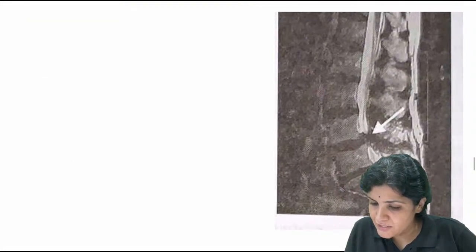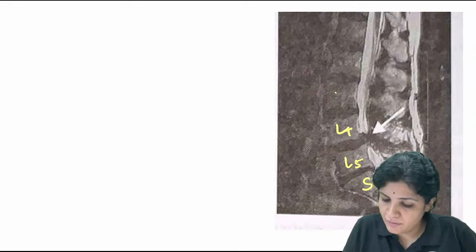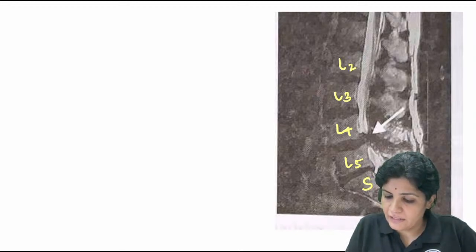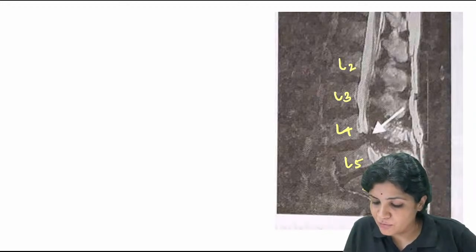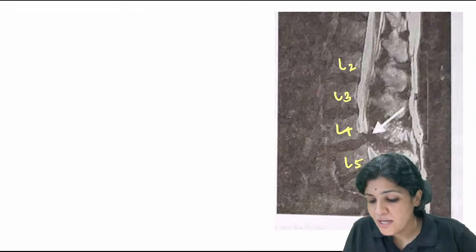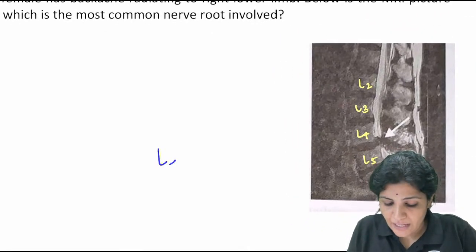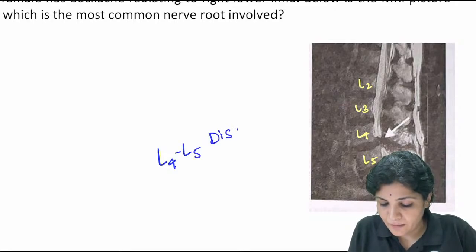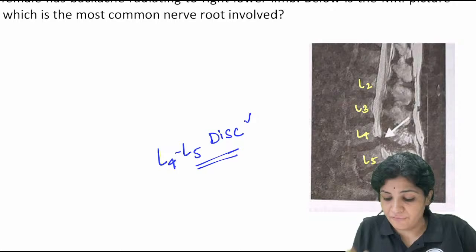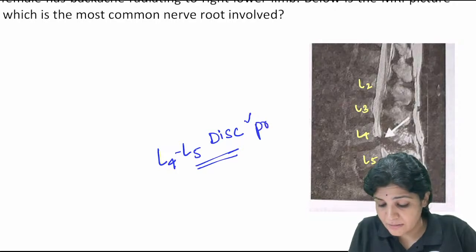Yes. So if you see, this is the S vertebrae. So this is the sacral, L5, L4, L3 and L2. And clearly they have given us an arrow. There is a block in the flow. So there is a disturbance in what is called the L4, L5 vertebrae or the disc. So this is nothing but the L4, L5 disc prolapse.